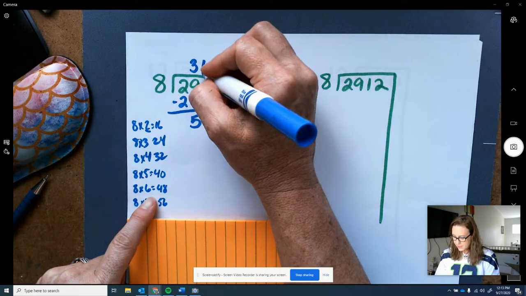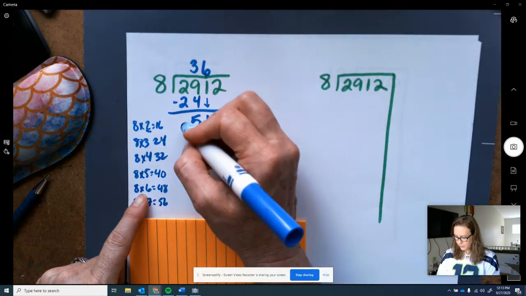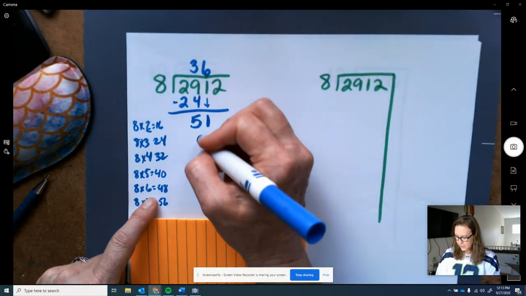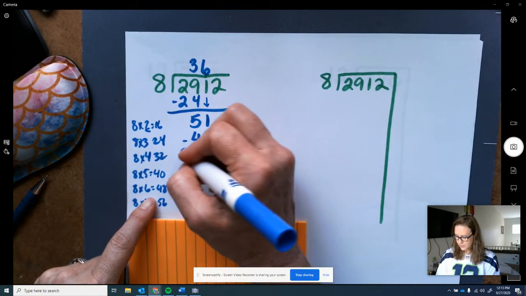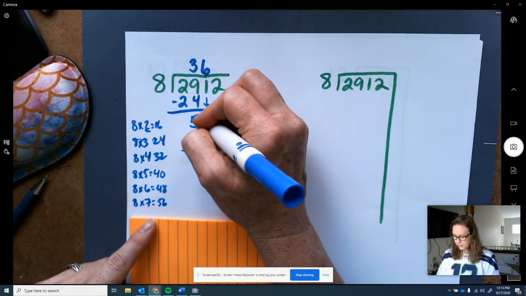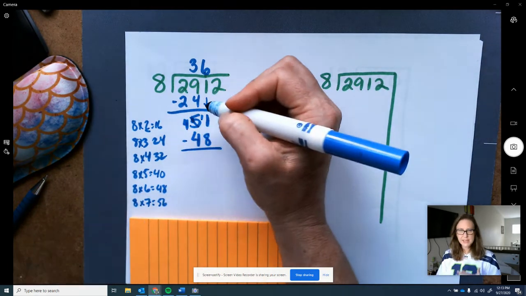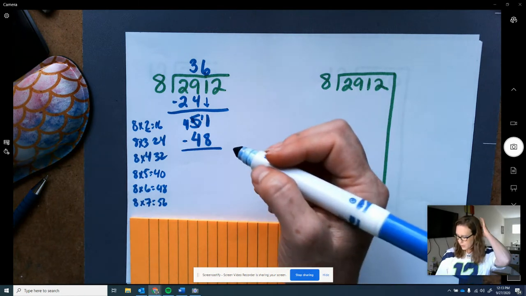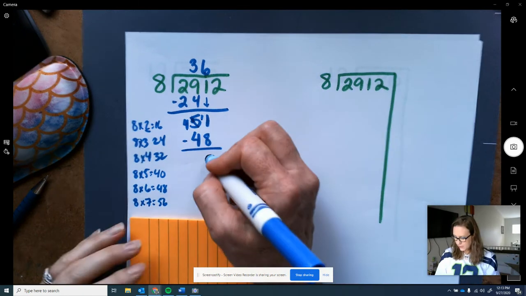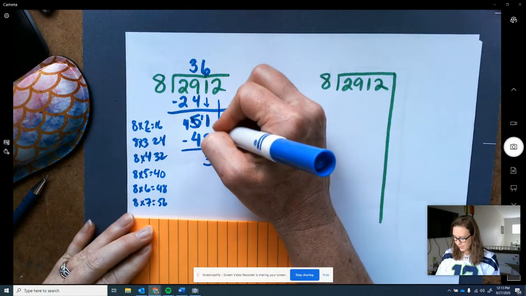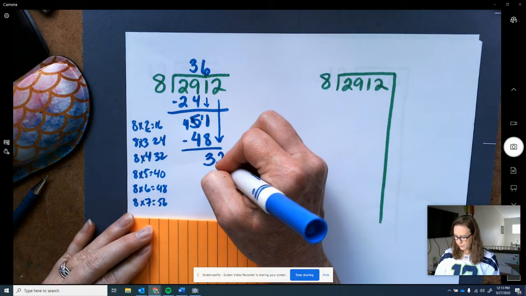So I'm going to go with 6 here. And I'm going to say 6 times 8 is 48. I'm going to subtract that. I have to borrow here because I can't take 8 away from 1. So I have to borrow. 8, 9, 10, 11. So that's 3. And I have to bring down my 2.